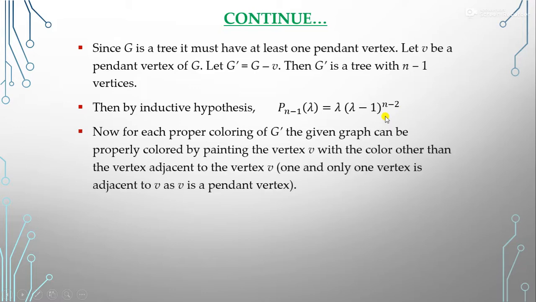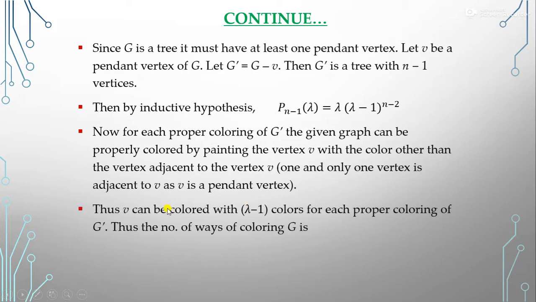Now, for each proper coloring of G dash, the given graph can be properly colored by painting the vertex V with a color other than that of the vertex adjacent to V. It means one and only one vertex is adjacent to V, because V is a pendant vertex. So we can color V in how many ways? Lambda minus 1 colors for each proper coloring of G dash.